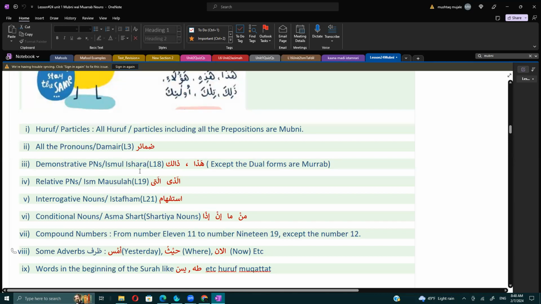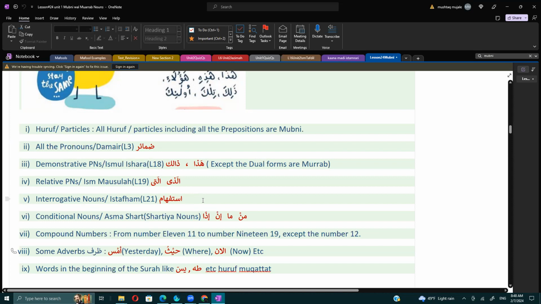And then we have the demonstrative pronouns, ismul ishara: hadha, hadani, hadaini. All those, except the dual forms, are mabni; the dual forms are mu'arrab, like hadani, which becomes hadaini. And then we have the relative pronouns, ism mawsool: alladhi, allati. And the question words, huruf istifham, the interrogative nouns, even they are mabni words.